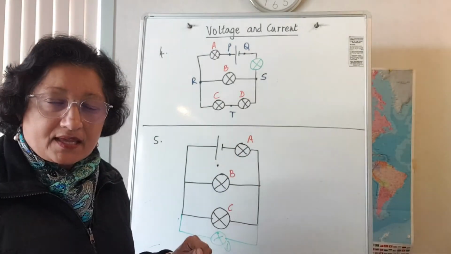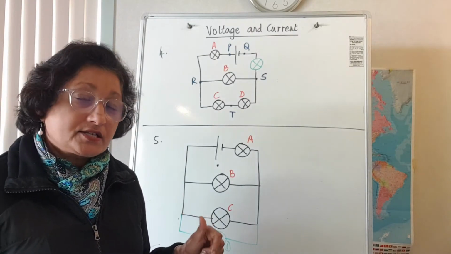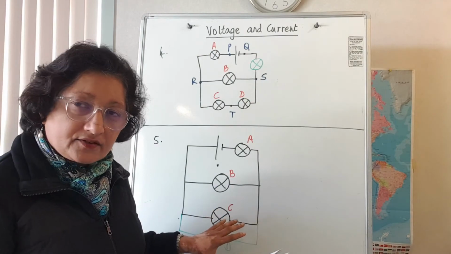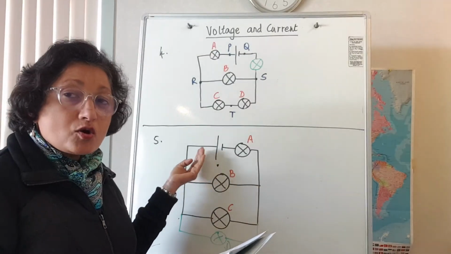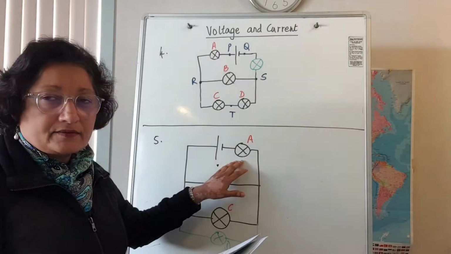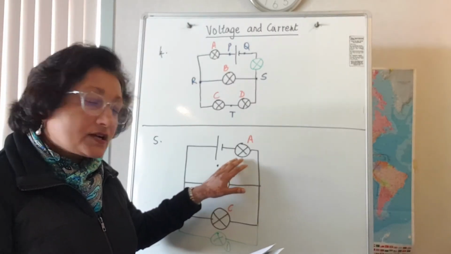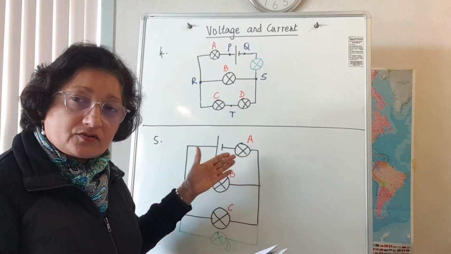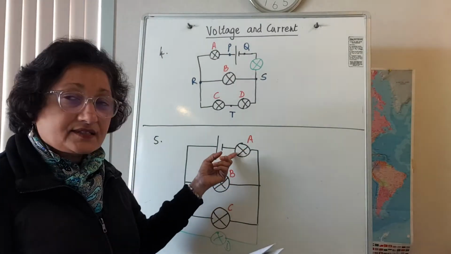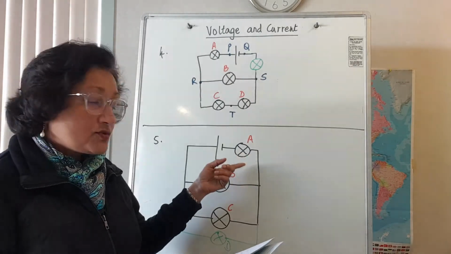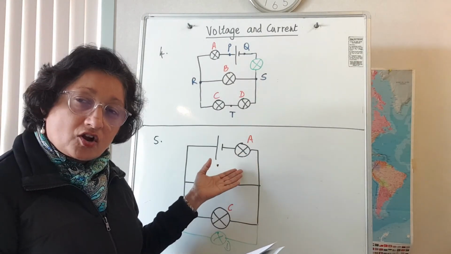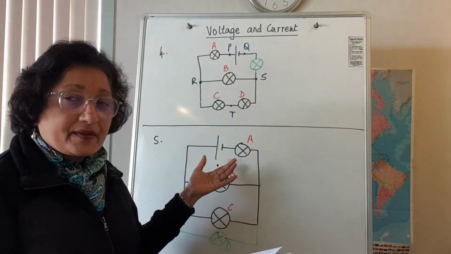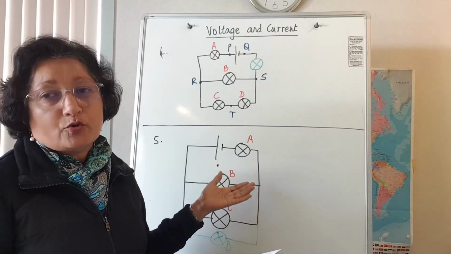Explain how this would affect the brightness of lamp A. Now that's your lamp A. Remember, the brightness depends on current and voltage. Because the total resistance has decreased, it's going to draw more current from the battery, and all that current passes through A, so the current through A is going to increase. If the current through A increases, but the resistance of A is the same, V equals I times R, so the voltage across A is going to increase as well. So what's going to happen to the brightness of lamp A? A is going to get even brighter.